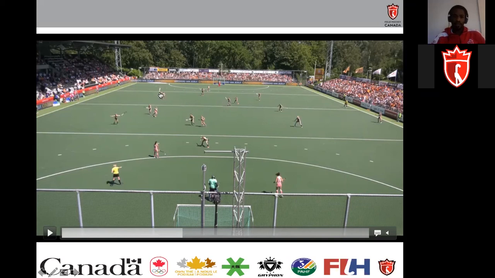And then look at it in the backfield. You've got your marking defender. You've got your center D, zonal, and in front. But again, you've got an Argentinian striker behind. And then you've got your left D.